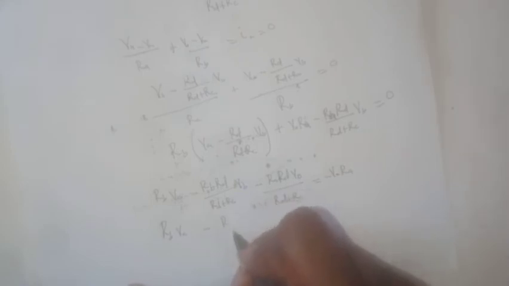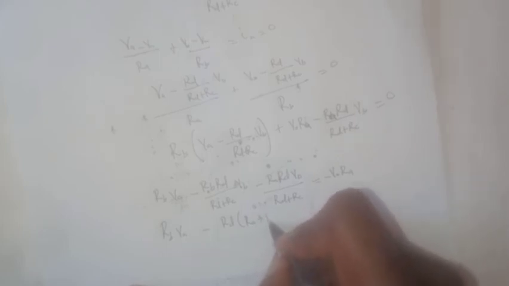Factorizing RD over RD plus RC out here, you would have that RB VA minus RD into RA plus RB Vb over RD plus RC equals minus V naught RA.